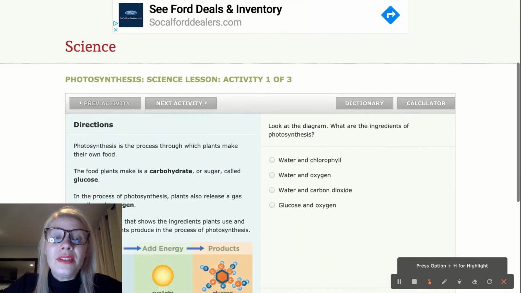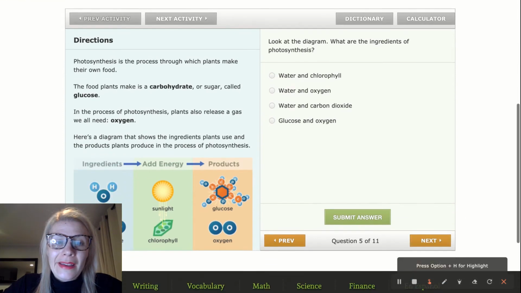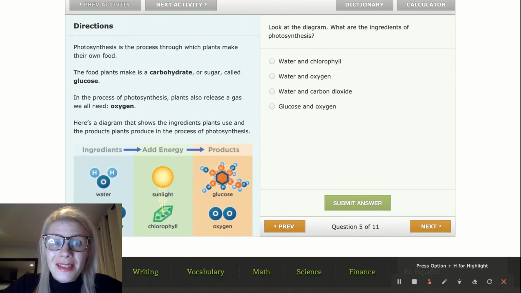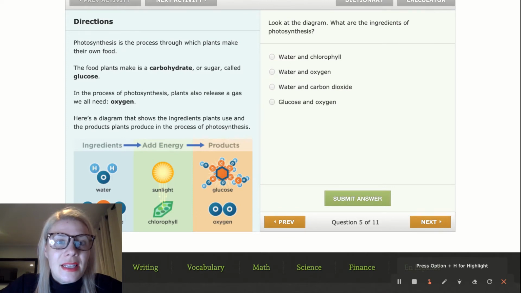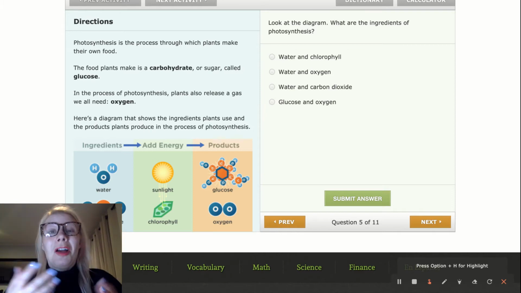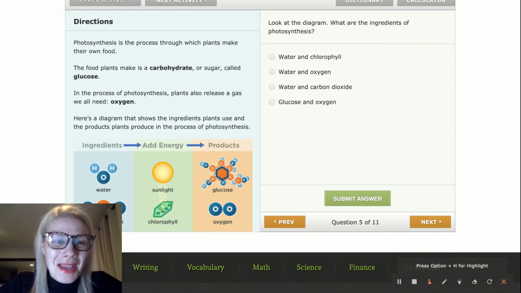Okay, and so now this is a different image, and the reading here is a little bit different, so let's read that together. Photosynthesis is the process through which plants make their own food. The food plants make is a carbohydrate or sugar called glucose. In the process of photosynthesis, plants also release a gas we all need, oxygen. Here's a diagram that shows the ingredients plants use and the products plants produce in the process of photosynthesis.